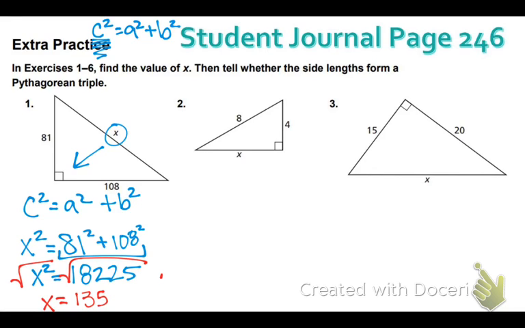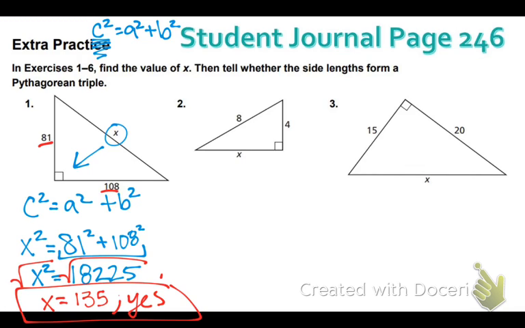All right, so you decided this is a Pythagorean triple. Are all of the sides positive and whole numbers? Yes. Yes, you got an 81, you got a 108, now you have a 135. So this is a yes. So there's 2 parts to your answer. All right, the next, number 2.